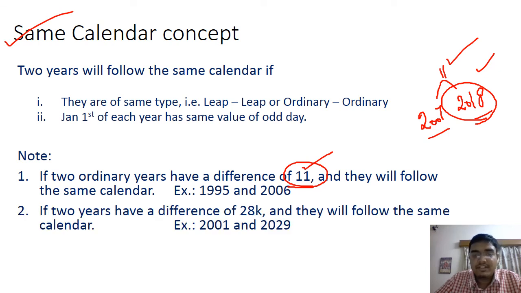Similarly, if the difference is a multiple of 28, for example, a difference of 28 years, 56 years, or another multiple of 28, they will also follow the same calendar. Here you can have any, ordinary as well as leap. In the first one, we could not have a leap year combination because a difference of 11 is not possible in the case of leap years. 2 leap years will have an even number of difference. That is why. So you can directly say if the difference is 28 or a multiple of 28, they will surely follow. And if ordinary years have a difference of 11, they will also follow.